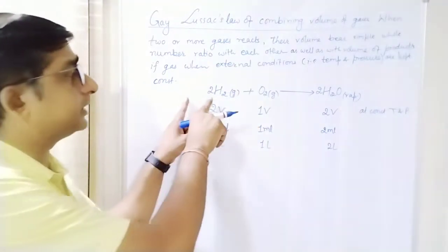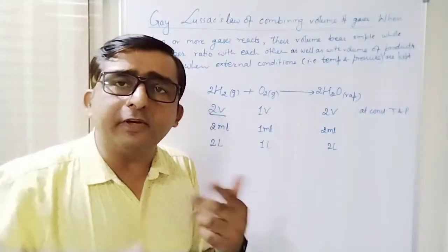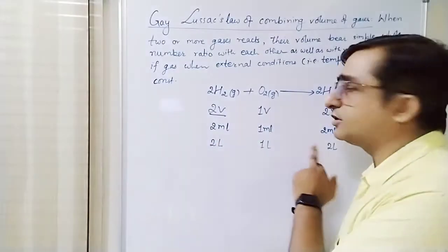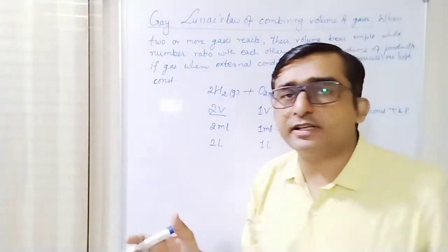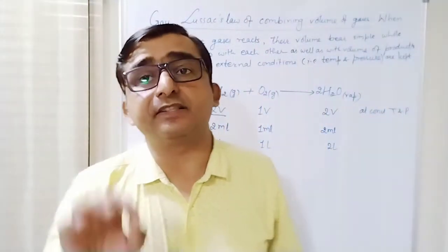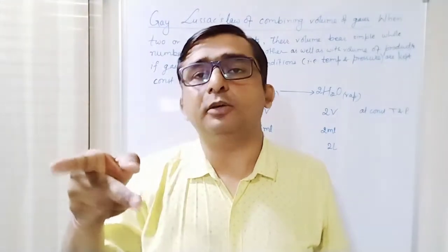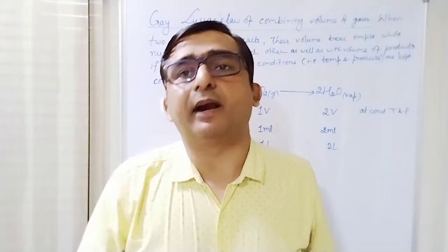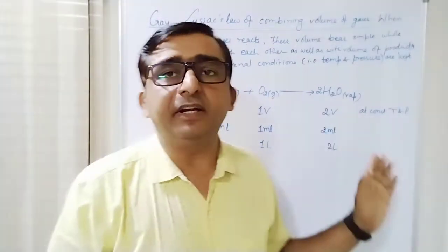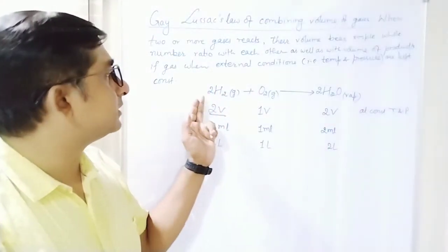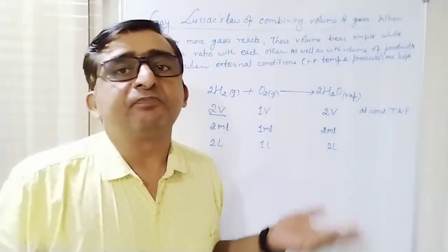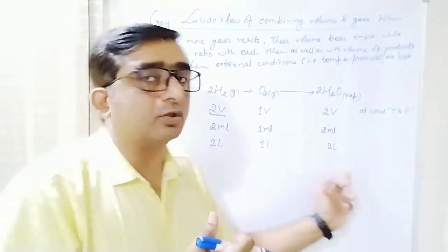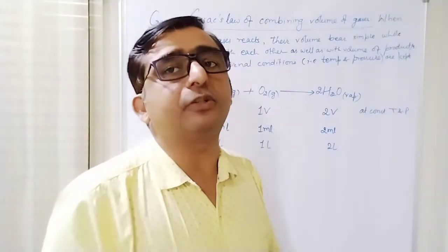The number of particles ratio should be 2:1:2, which will be automatically maintained if you take the volume in the ratio of 2:1:2. Because Avogadro has already said that equal volumes of all gases contain an equal number of particles. So if I double the volume, then the number of particles will also double. If I halve the volume, the number of particles will also become half. And I have to maintain the ratio of number of particles 2:1:2. So if I maintain the ratio of volume in 2:1:2, the number of particles will automatically be 2:1:2.